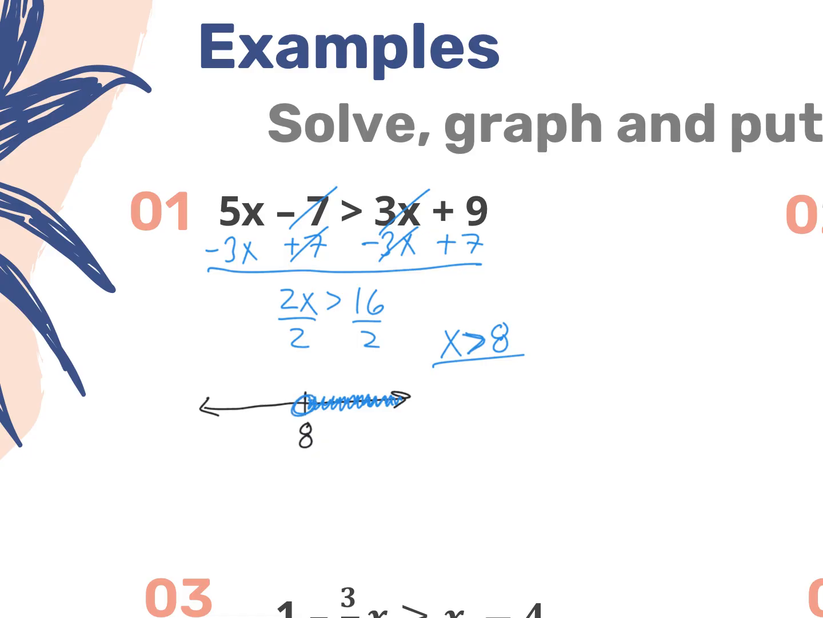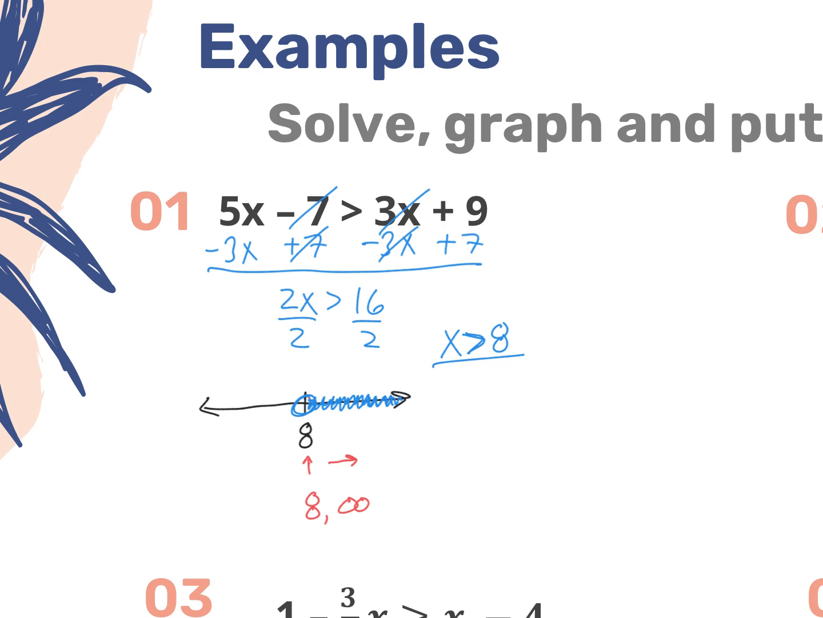Now writing our answer in interval notation, going from left to right, our leftmost answer is going to start at 8. Anything less than 8 is not a solution, so I'm going to start at 8. And it looks like anything in that direction is a valid answer. So we're going to go from 8 all the way up to infinity.